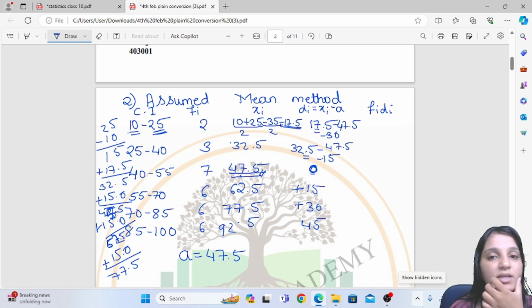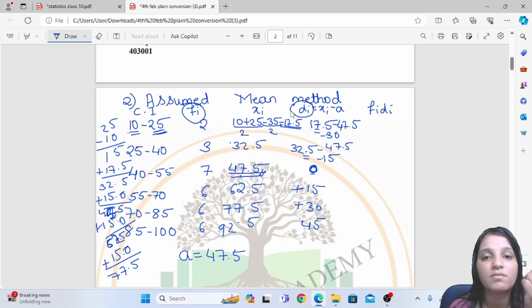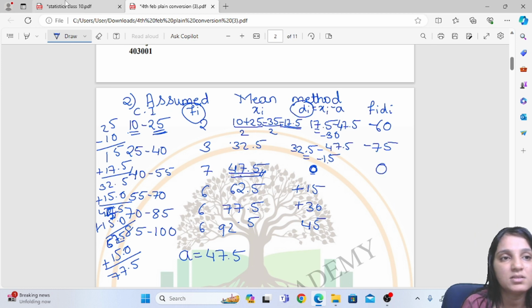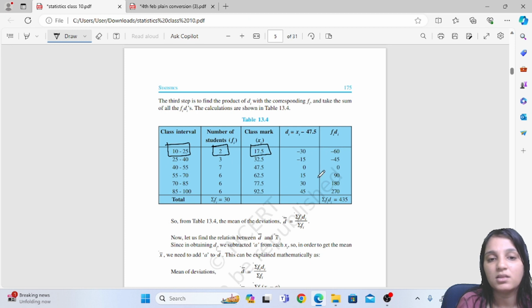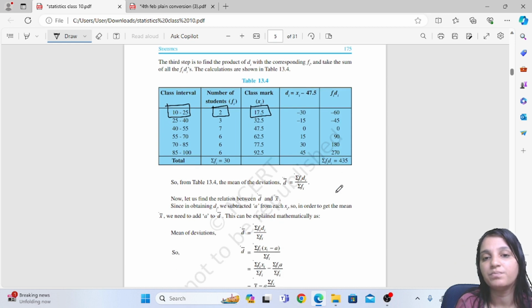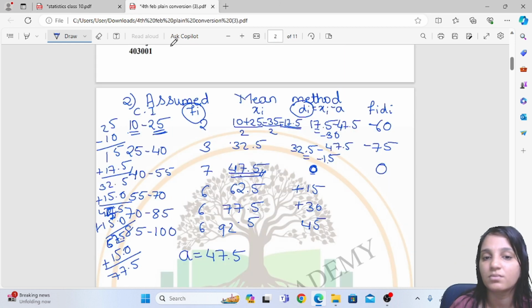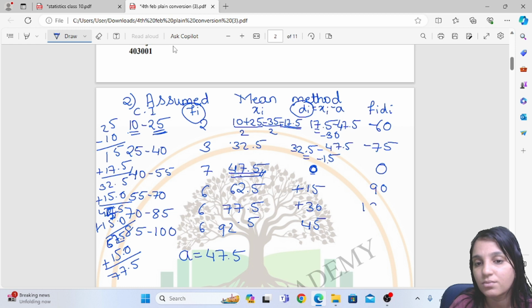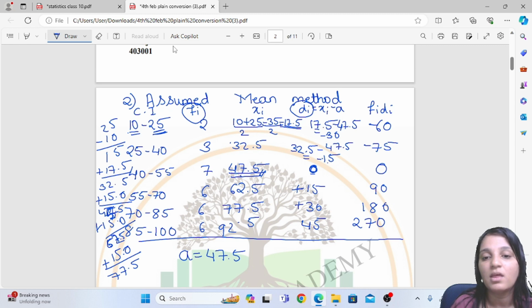Then fi di means this di we will have to multiply with fi. So minus 30 into 2 is minus 60, and minus 15 into 3 is minus 75. This 0, 0. 15 into 6 is 90, then 30 into 6 is 180, and 45 into 6 is 270.